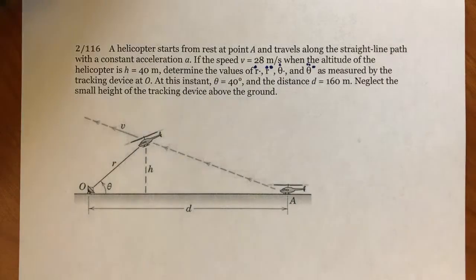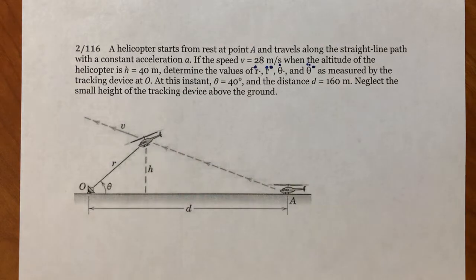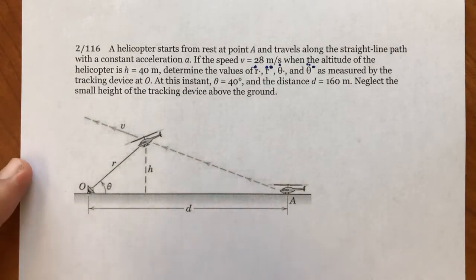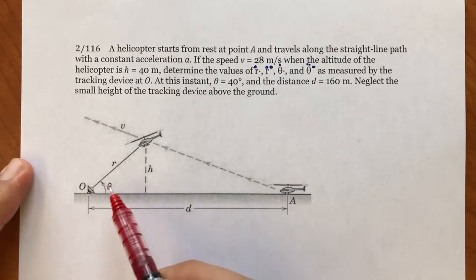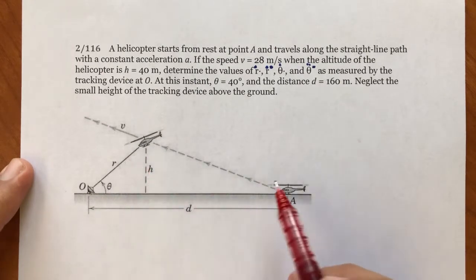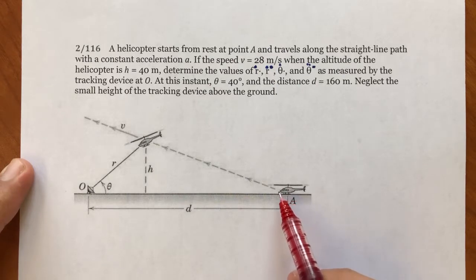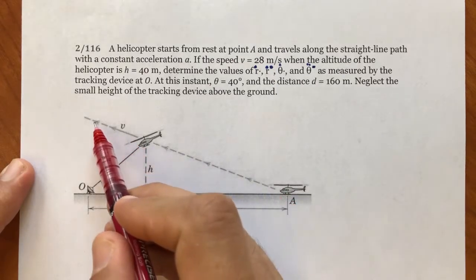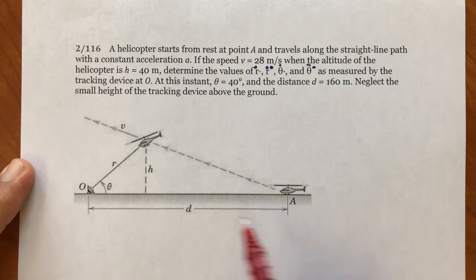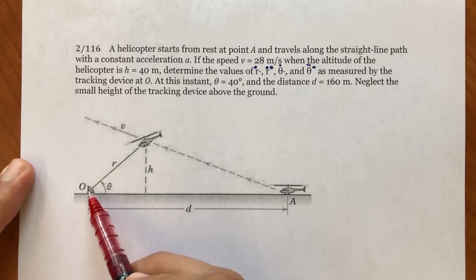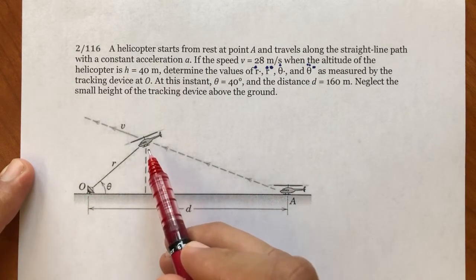Problem 116, chapter 2 is a good example for polar coordinate. In this problem, we have this radar which is tracking this helicopter. The helicopter starts to fly from here, and it goes with a constant acceleration on this straight line. And this radar is tracking it all the time, right?